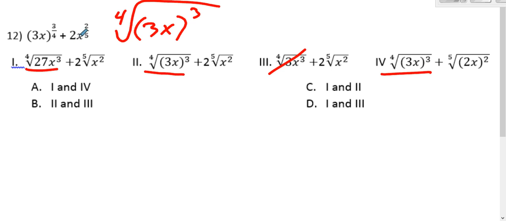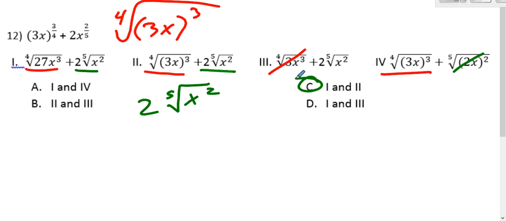Then 2x to the 2/5. Only the x has that exponent. The 2 does not have the exponent. So the 2 remains outside. X to the 2/5 means the 5th root of x squared with a 2 outside. 2 times the 5th root of x squared, just like that. Not inside the parentheses. So it's 1 and 2 to see.